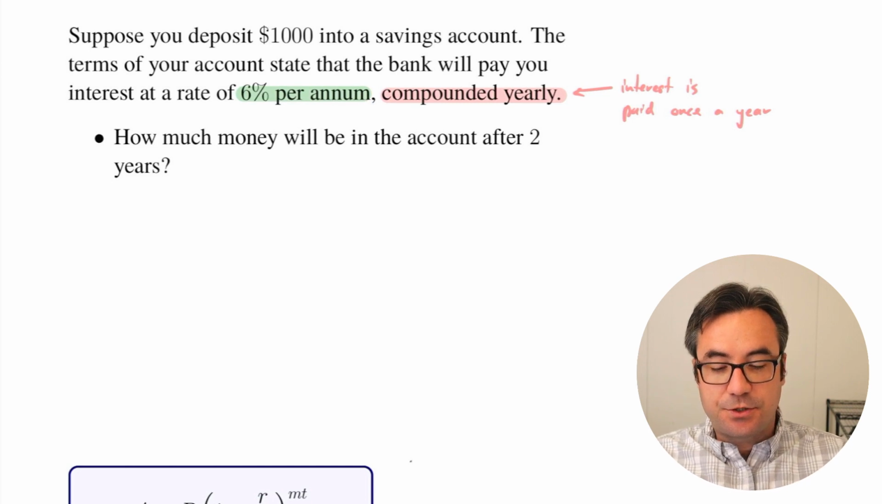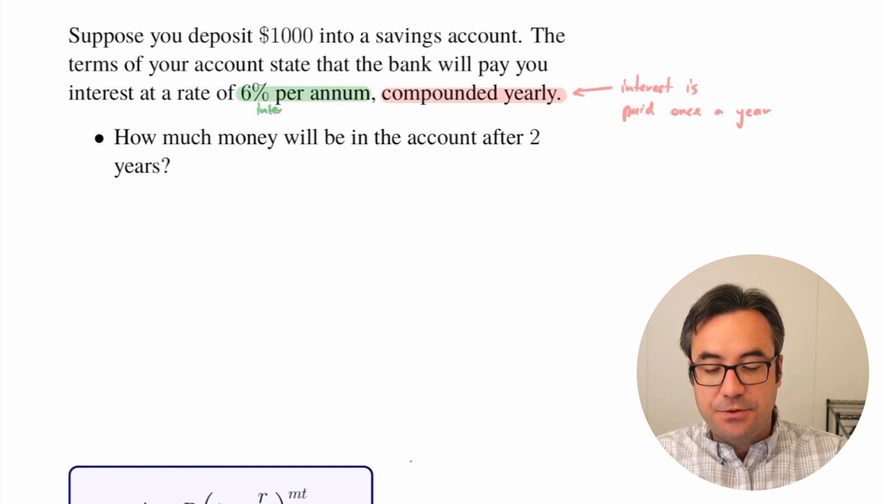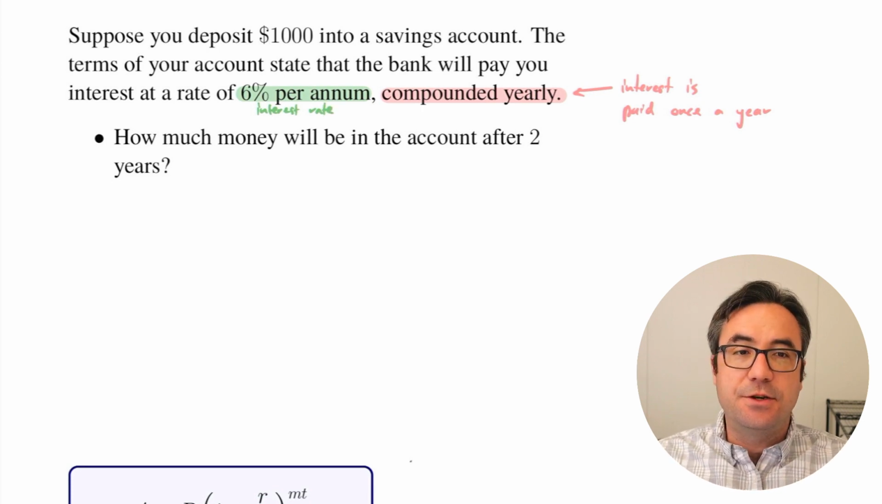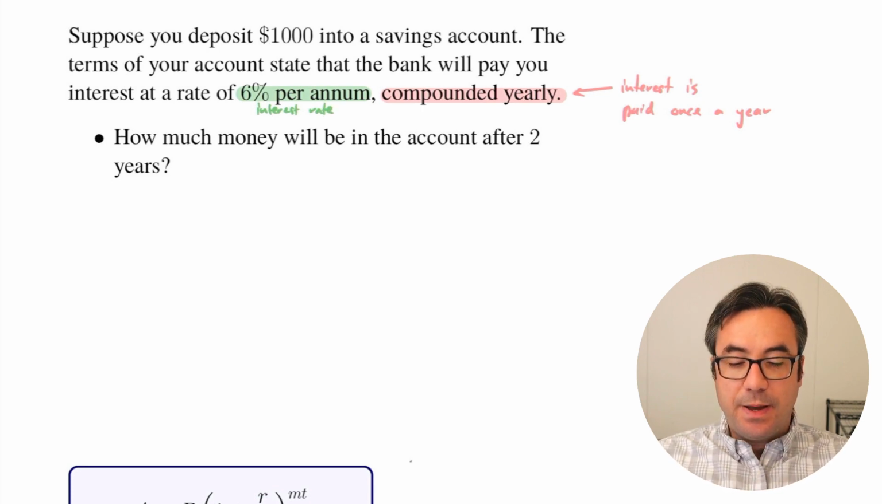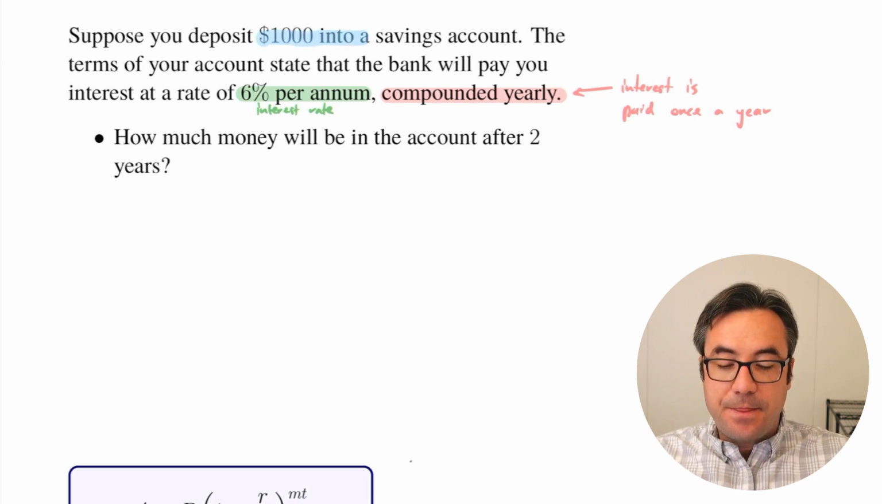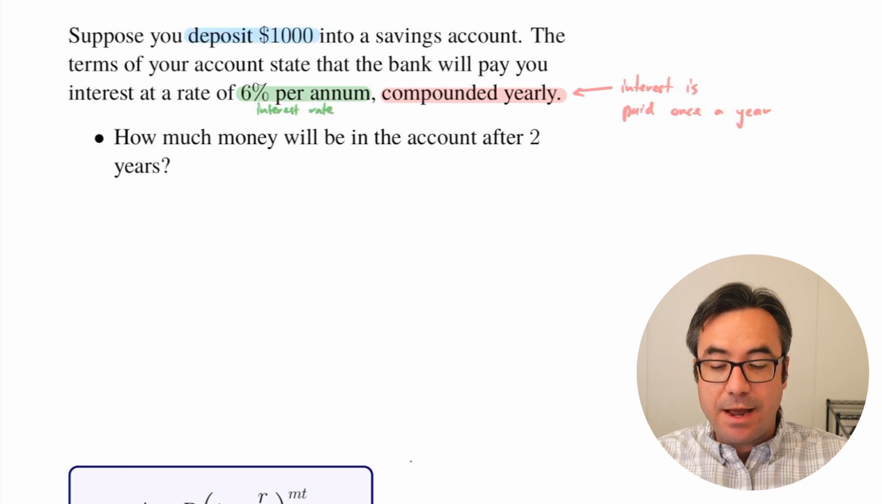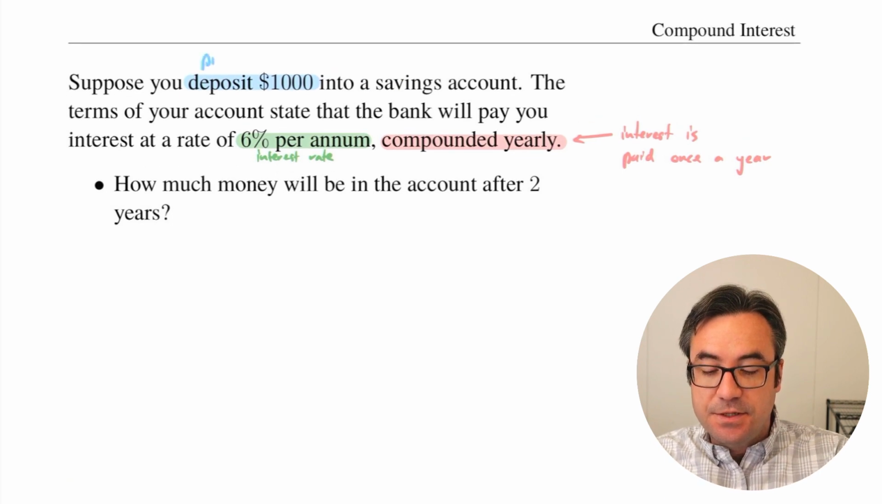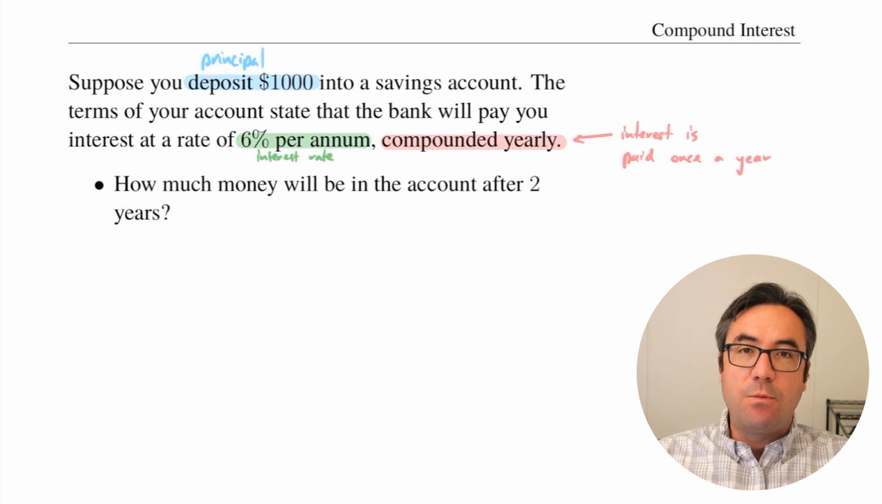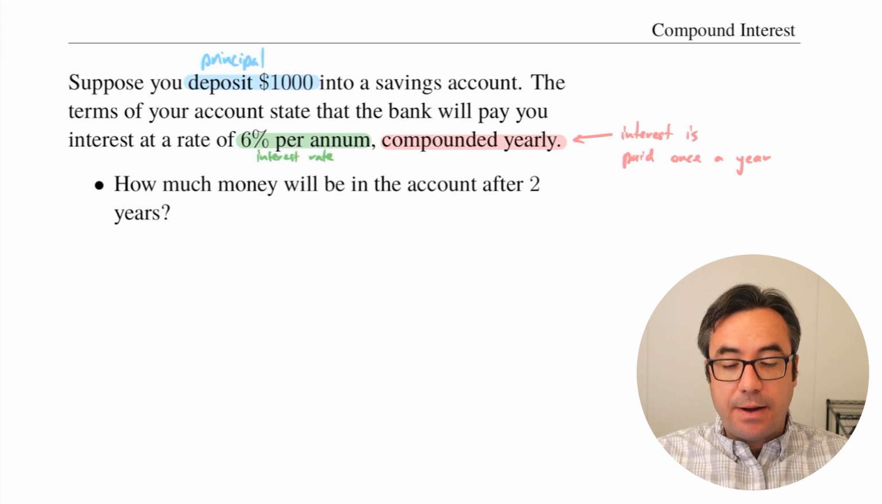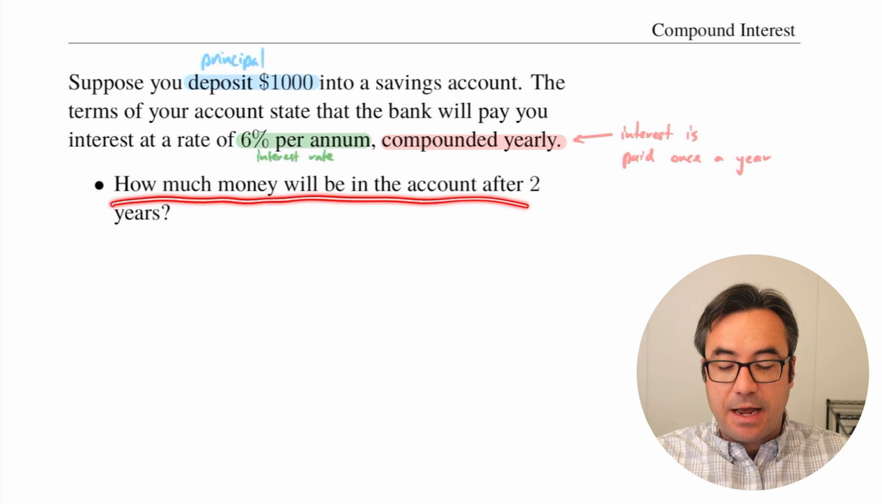So this is our interest rate, and we'll see how to use that to calculate the interest payment. And we're depositing $1,000. So the $1,000 here, that's going to be our principal. That's how much money we're putting in. And then we're not going to do anything else for this example. So this is what we call our principal. And what we're going to do is think about how much money we are going to have in the account after 2 years.